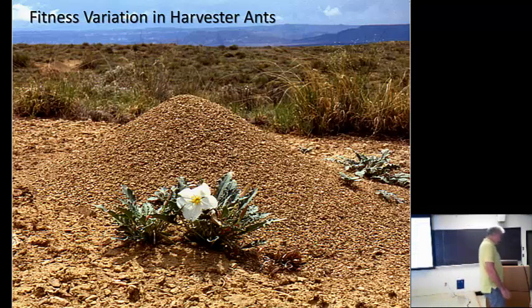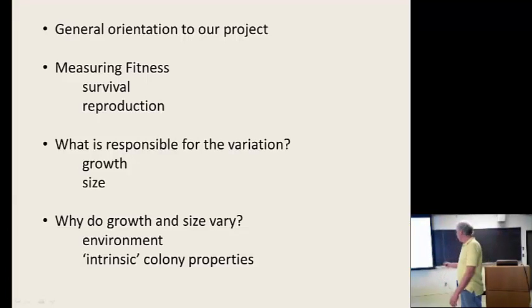That's the purpose of this project. First of all, I'll give you a general orientation to what this project is about. Then I'm going to talk about measuring fitness in populations of Western harvester ants: measuring survival, reproduction, and so on, toward the purpose of asking how much variability there is in the fitness that we see out there. And it's going to turn out that there's a lot of variation.